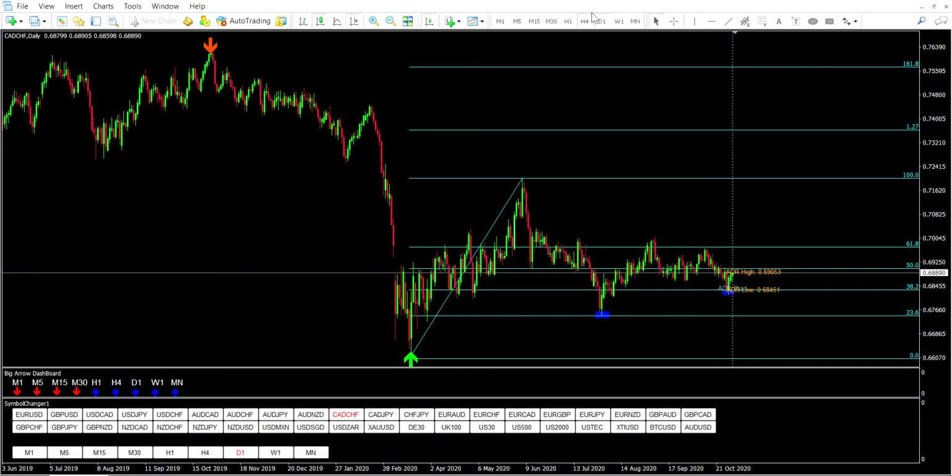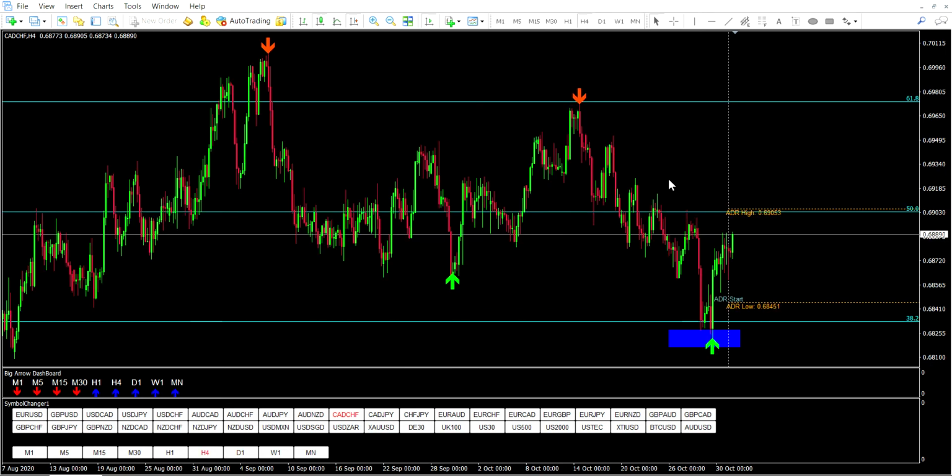Let's drop to the 4 hour on that. And again, you can see here where we marked it up. Green arrow on the 4 hour, it's shot up. Potential that it might come back down, hit around this low, and that will be our perfect entry to ride it up.